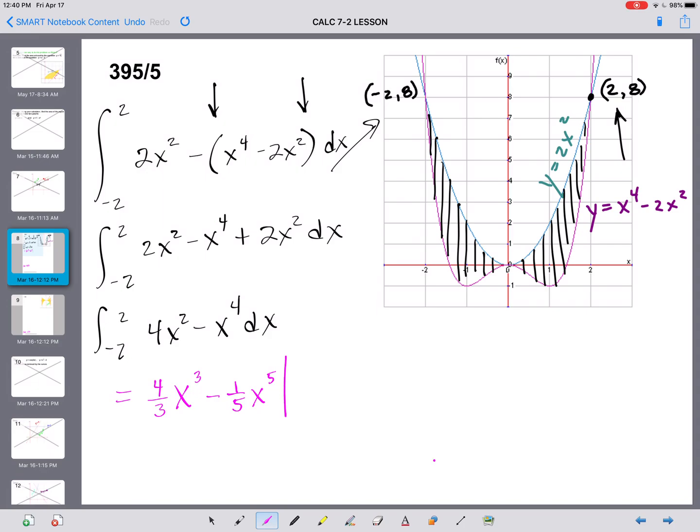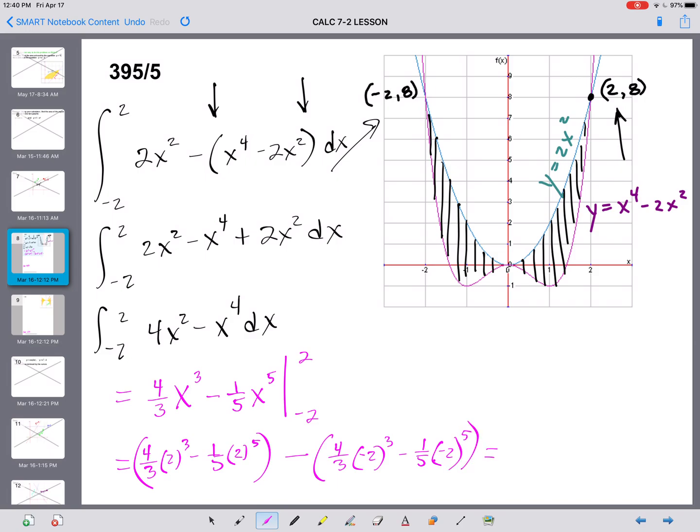Straight evaluation bar, -2 to 2. Let's go ahead and plug them in. Okay, I've got 4/3 times 2 cubed minus 1/5 times 2 to the 5th. Minus, I've got 4/3 times -2 to the 3rd minus 1/5 times -2 to the 5th. Okay, let's see what we got.